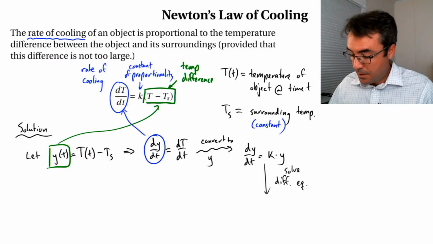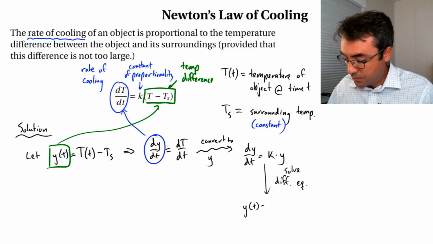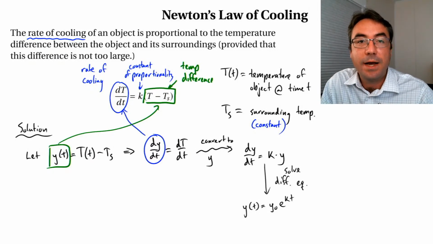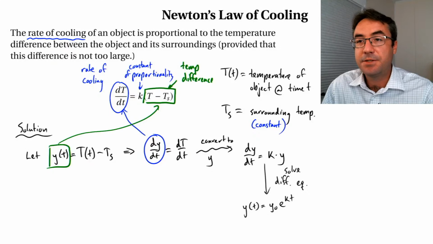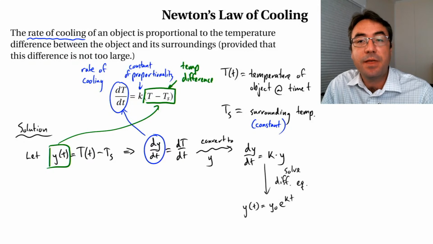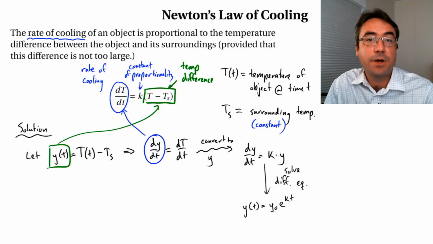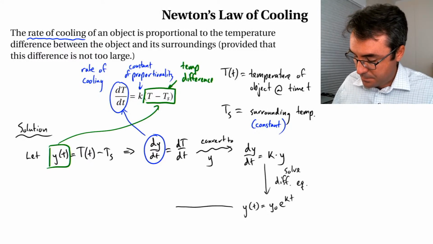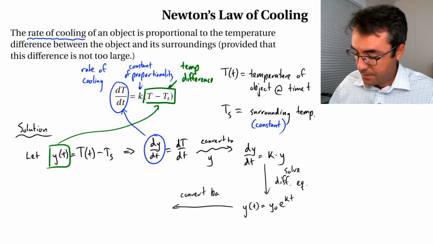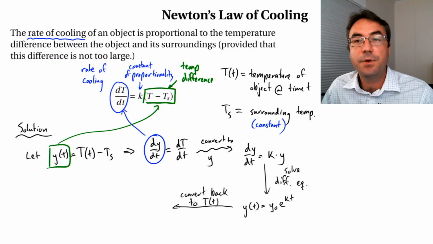And what's the solution? Well, it's our usual exponential growth and decay formula: y of 0 times e to the power kt. And so we now know the function for y, so we can just plug that back in and solve for the function capital T. So we're going to convert back to our temperature function T of t.